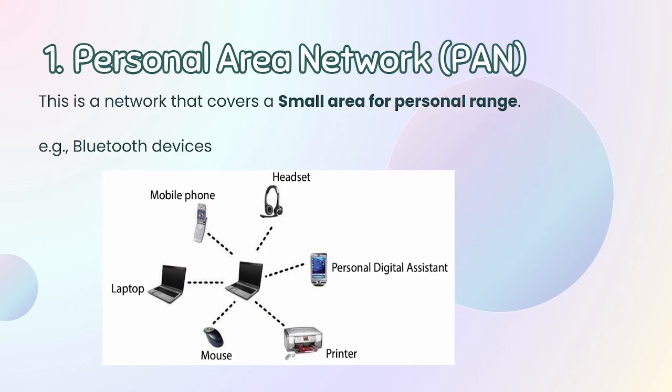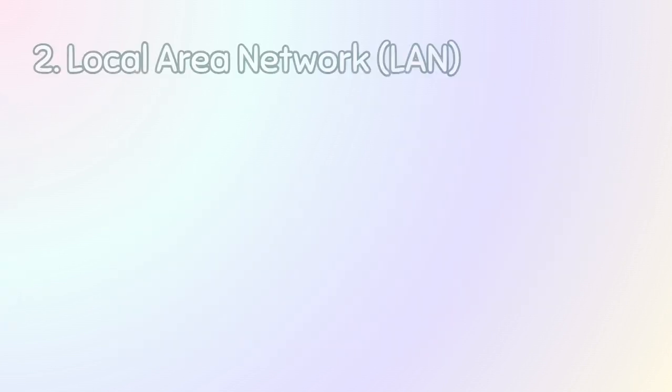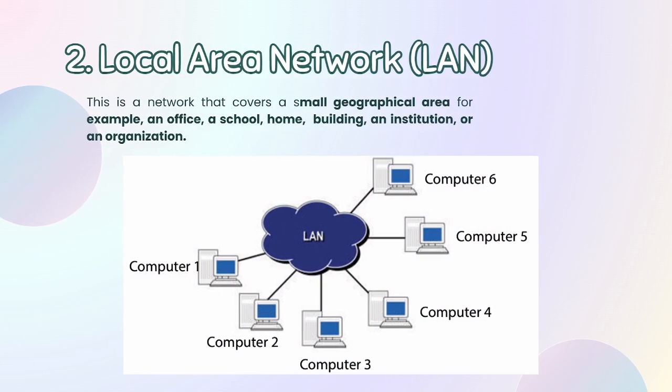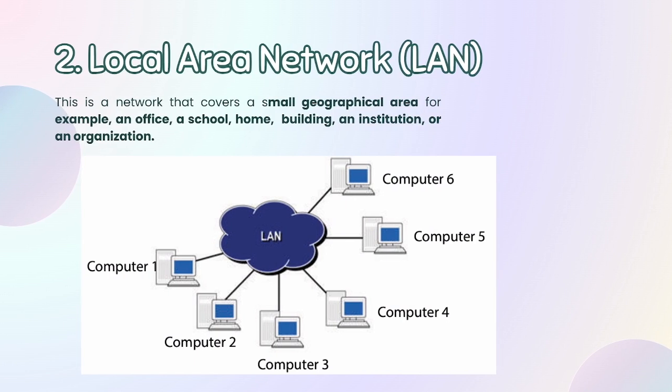Personal area network. It is a network for the smaller personal range. Example, Bluetooth devices. Local area network is a network that covers a small geographical area. Example, office, school, home, industry, and others.